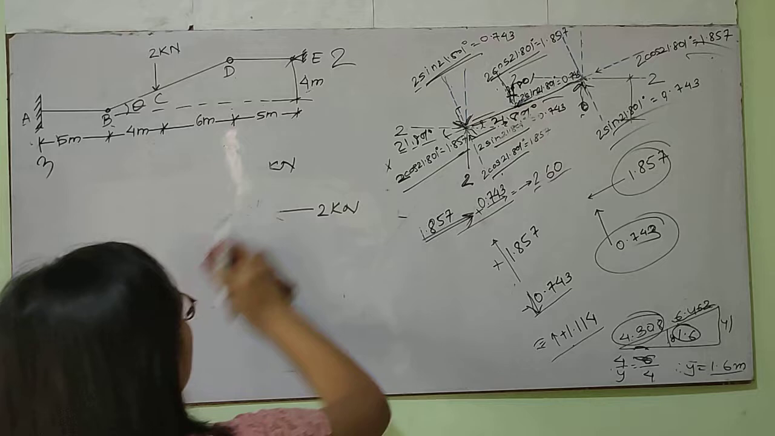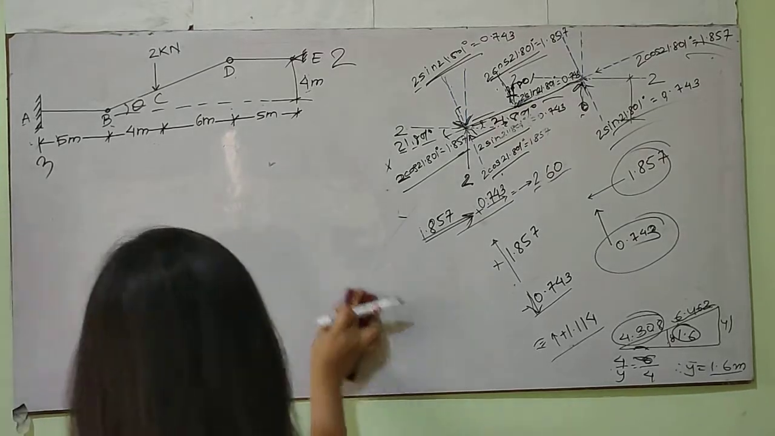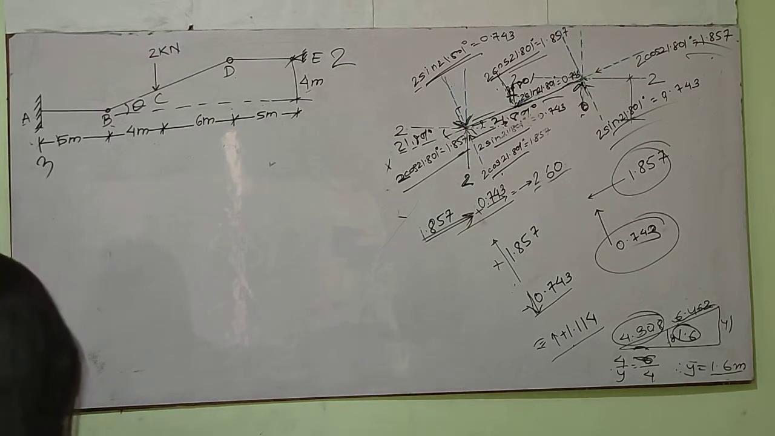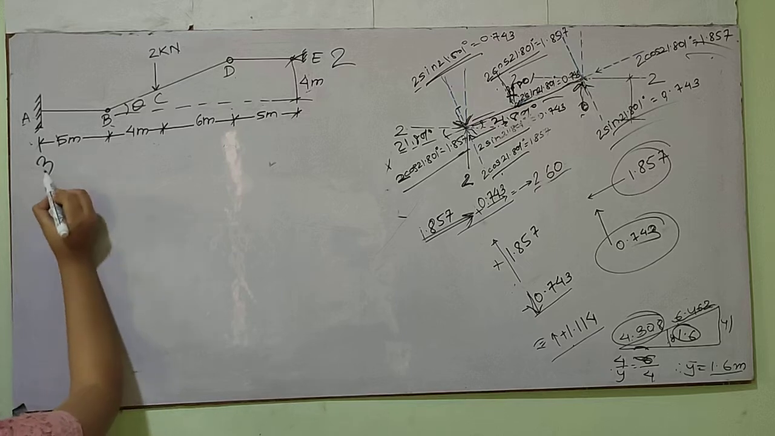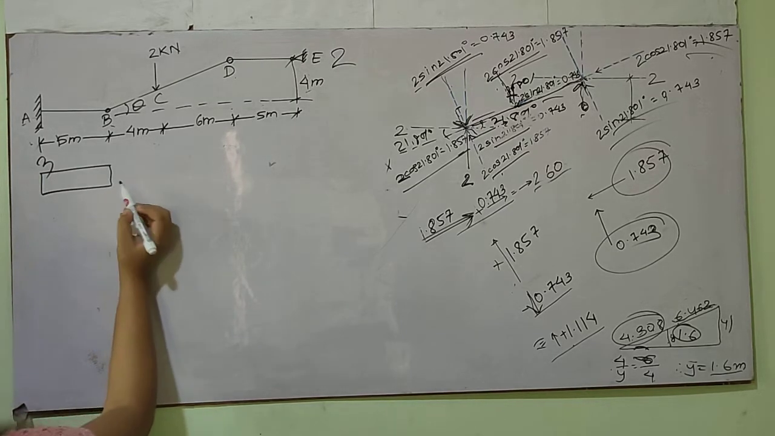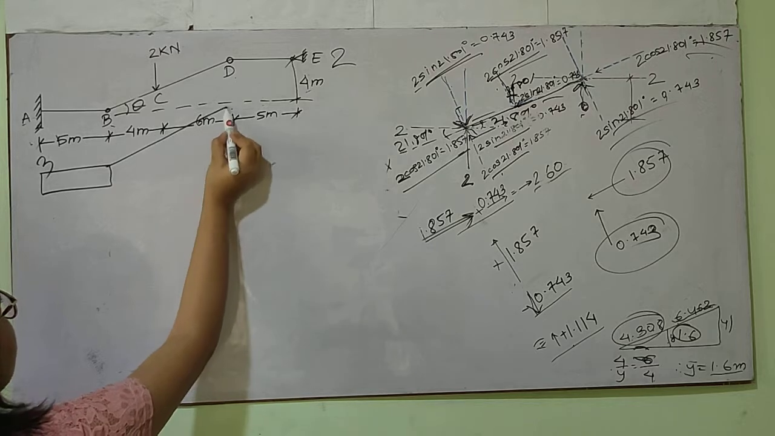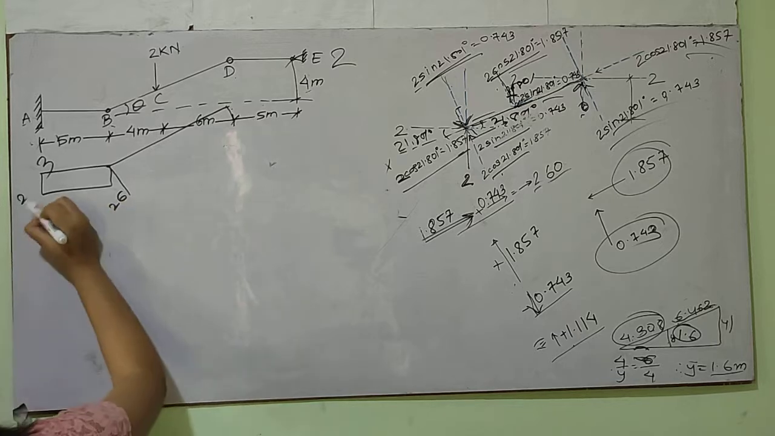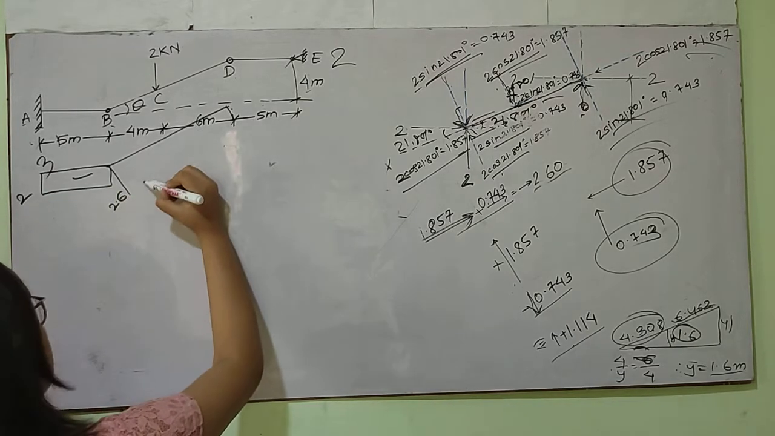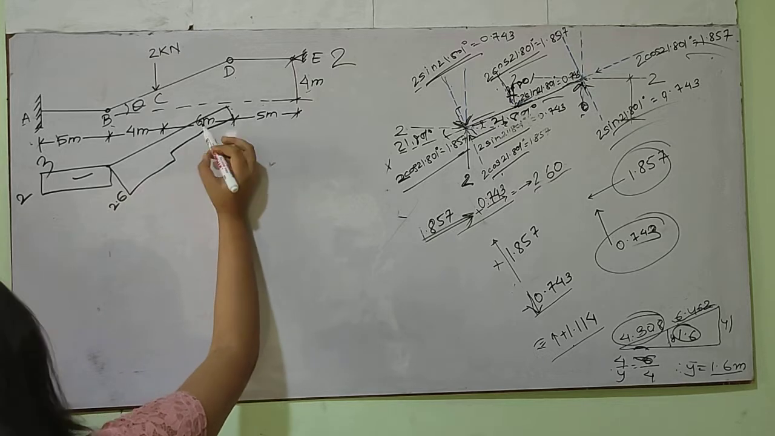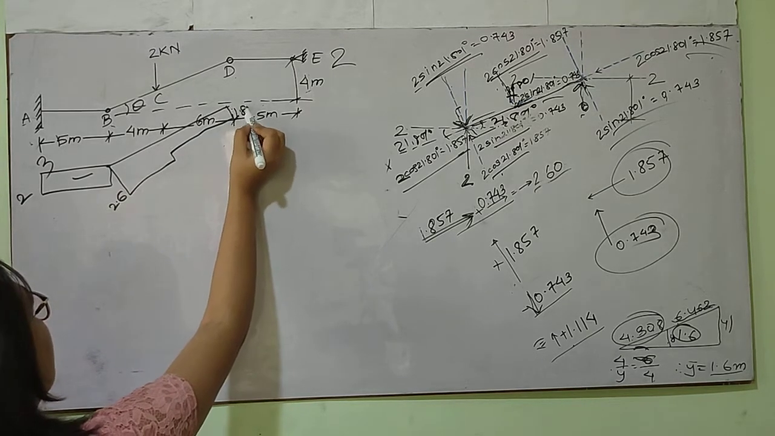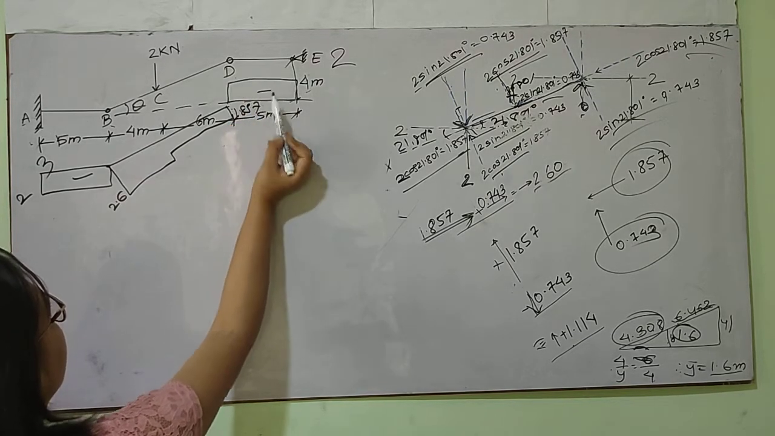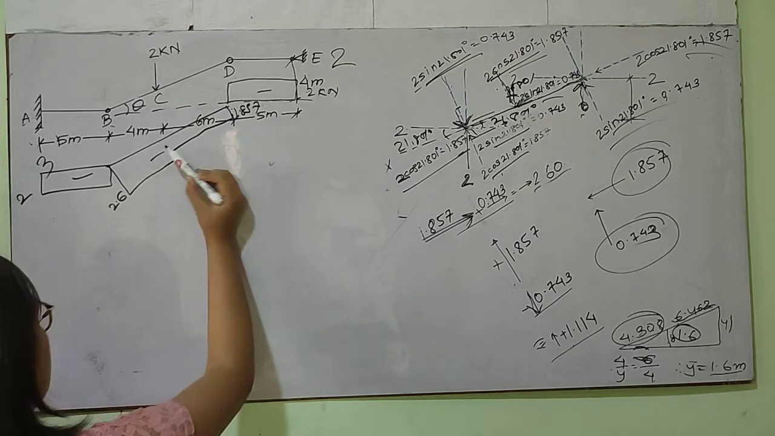Now I will draw the whole combined shear force diagram, axial force diagram and bending moment diagram. So for that, the axial force diagram will be simply here 2 kilonewton, here it will be 2.6, here 2, here 2.6, here it will be 1.857, and here again it will be 2 kilonewton, 2 kilonewton. It will also be negative.